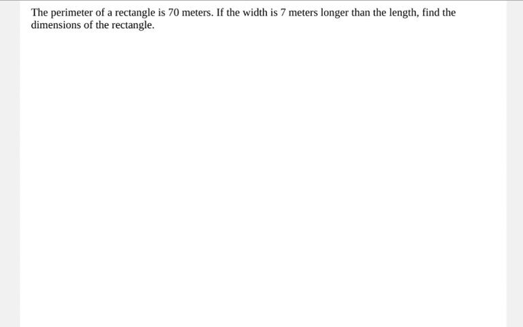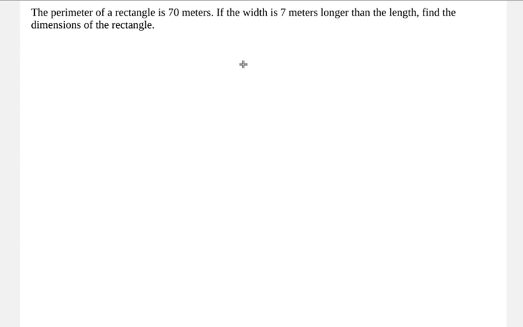Alright, so here we have the perimeter of a rectangle is 70 meters. If the width is 7 meters longer than the length, find the dimensions of the rectangle. We have two variables to work with, so to name them, I think the width and the length make the most sense. I don't think I really need to describe them much more than that, just L and W is what I'm going to use.